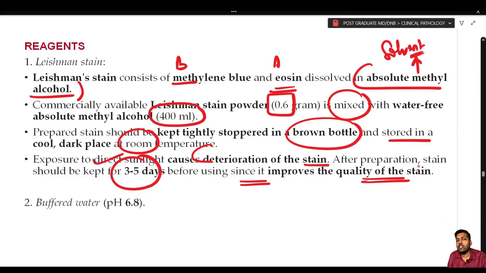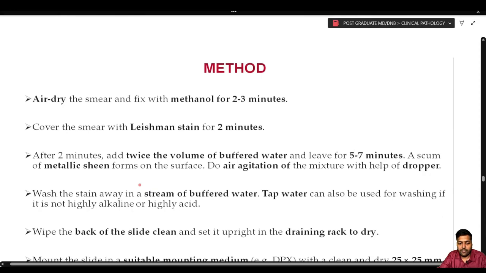At least give it 1 week and keep it in the incubator so that a process called ripening occurs. So the first reagent required is a Leishman stain. The second reagent required is buffered water with a pH of around 6.8. Now what is the method? How do you carry out Leishman staining?